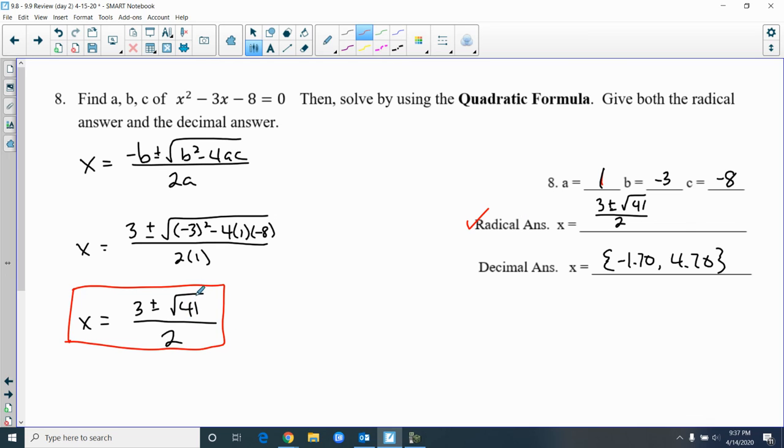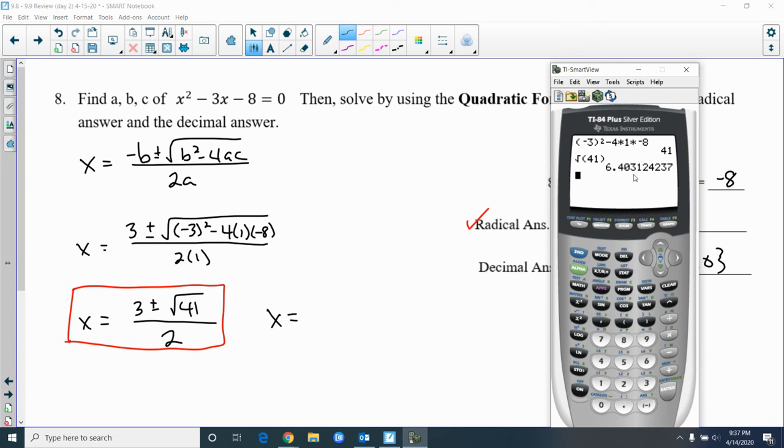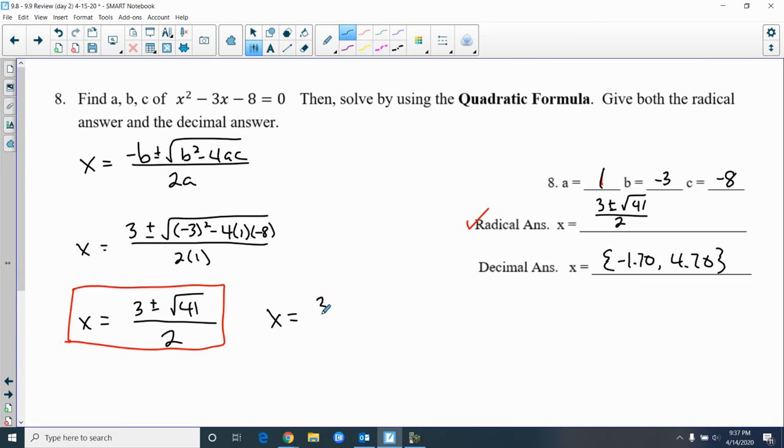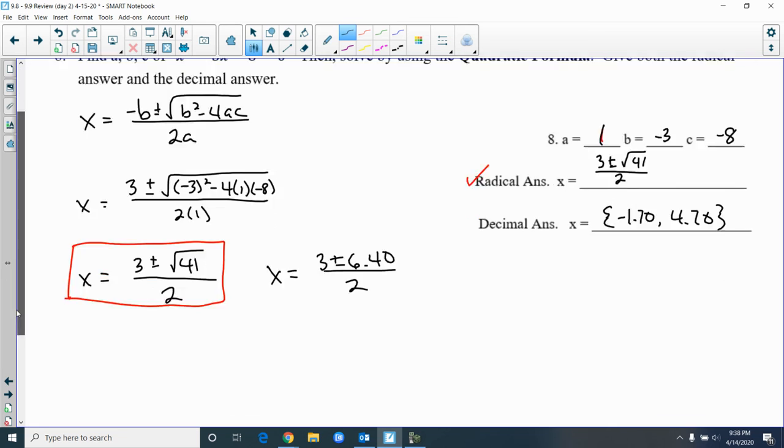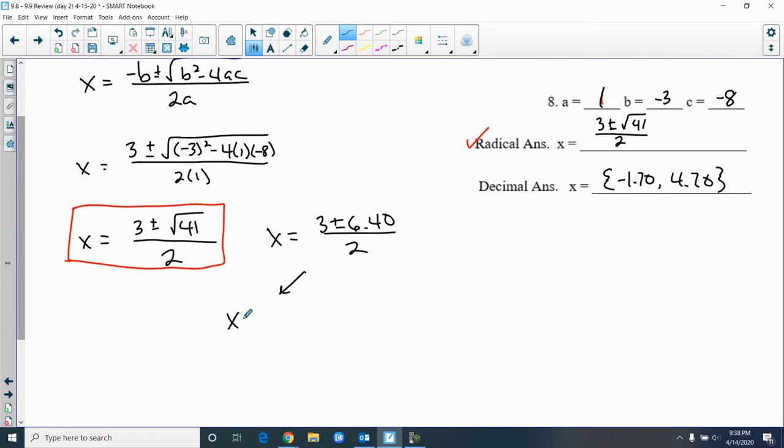Since it's not a whole number, the square root of 41 is a decimal. Now we got to find the decimal answer, which now I'd say x equals, I just saw the square root of 41 is 6.40. 3 plus or minus 6.40 all over 2. And so now you break it into the two cases. 3 plus 6.40 divided by 2. And 3 minus 6.40 divided by 2.